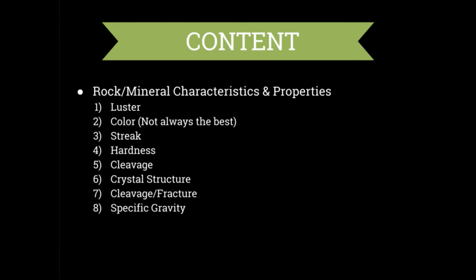And there are also a ton of different characteristics and properties that you're going to want to know in order to really identify a mineral successfully. So for one, there's luster, which is essentially the ability of a mineral to reflect light. There are two different kinds: metallic and non-metallic. Metallic just means it's really shiny, non-metallic means otherwise.